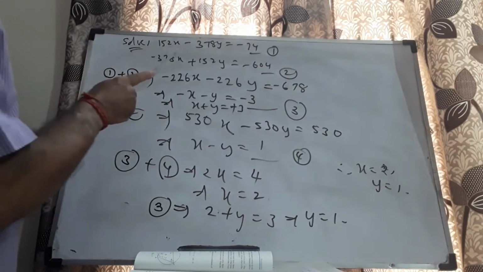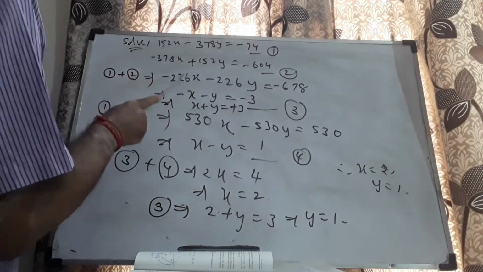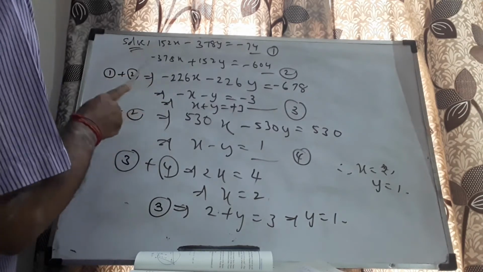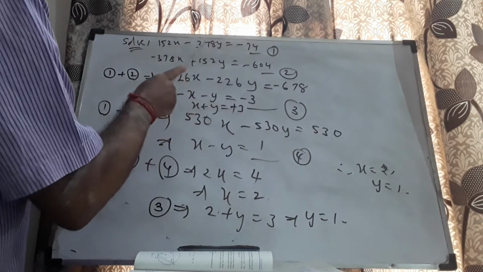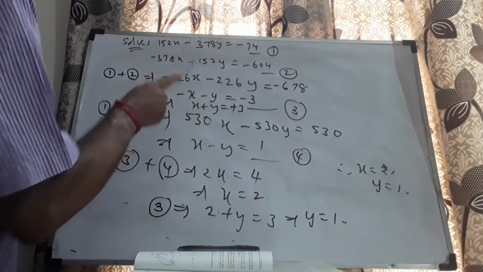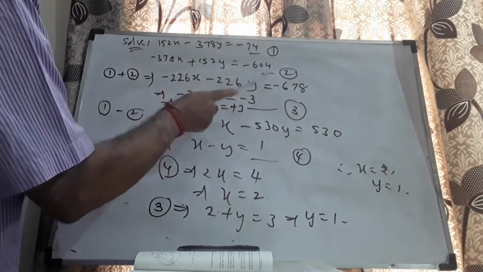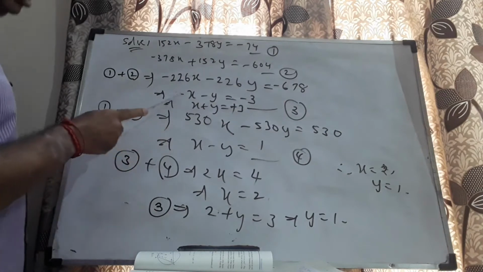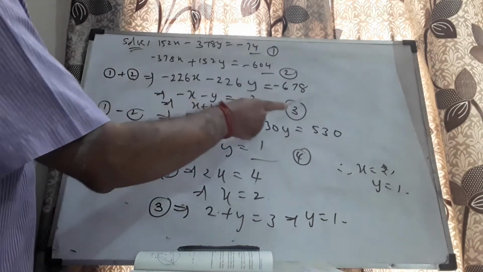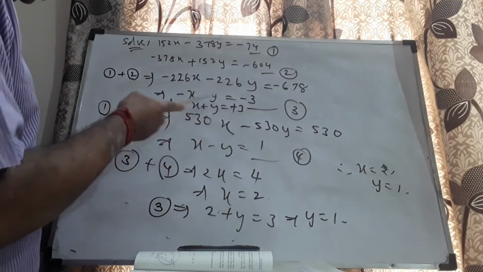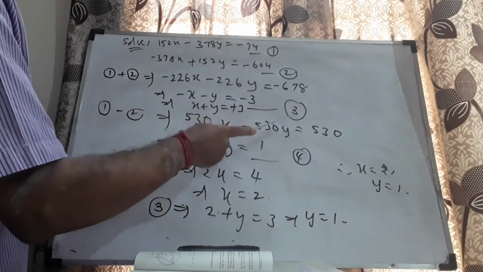Now, for adding, what do I get? 6 plus 2, 8, 2 plus 5, 7, 2 plus 1, 3. Therefore minus 226x. Here again 6 plus 2, 8, 2 plus 5, 7, 2 plus 1, 3. Therefore minus 226y is equal to minus 74 minus 604, that is minus 678. So minus x minus y is equal to minus 3. 3 into 226 is 678. So x plus y is equal to 3. Or even you can divide throughout by minus 226. That can also be done.